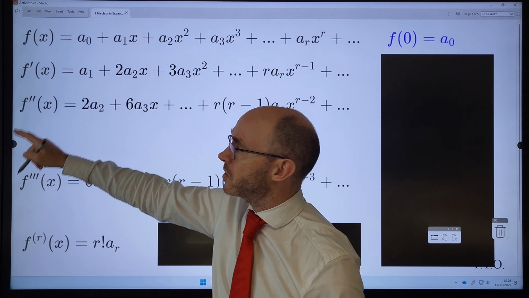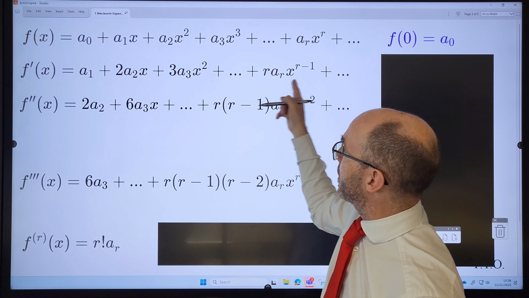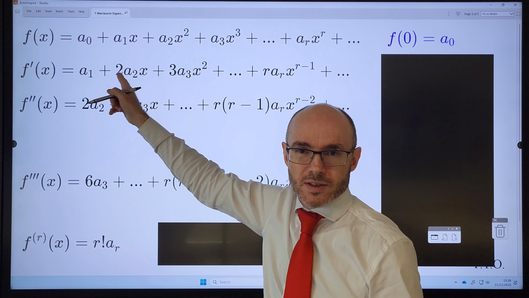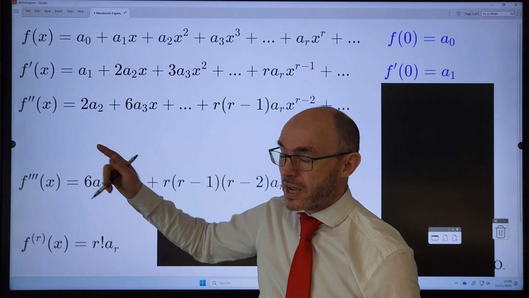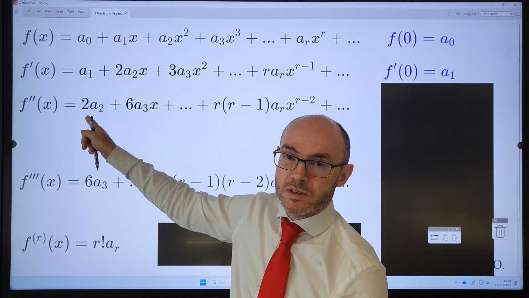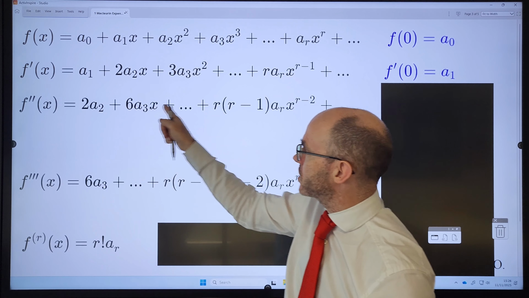And then the next one, we get f dash 0 is equal to a1, because all those are going to be 0, because they've all got terms in x. So that's the next one. Something slightly different for the next one, because there's a 2 there. So it would be f double dash 0 is equal to 2a2. All those will be 0.